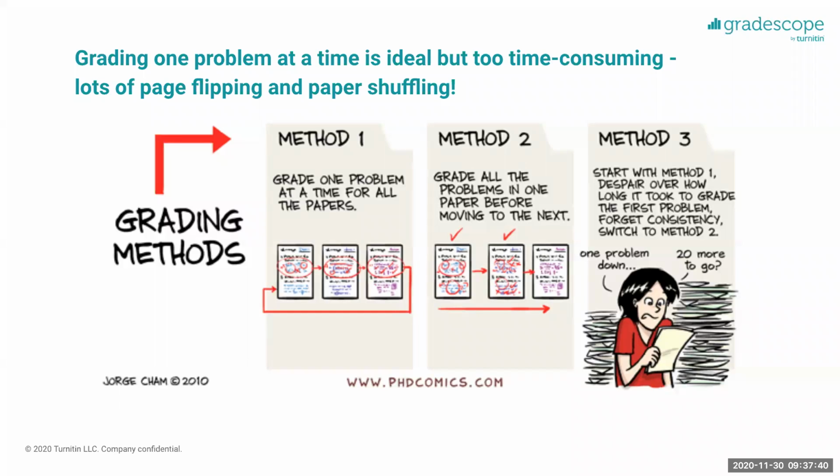When you first start grading, you're quite consistent, but because you're not focusing on all of question 1 for all the students and then question 2, by the time you get to 20 students, 50 students, 100 students, you start to miss how you've graded in the past. So method 3: start with method 1, despair at how long it takes to go through and grade the first answer, and you forget the consistency, and then you just switch back to method 2 so we can just get grading done as quickly as possible.